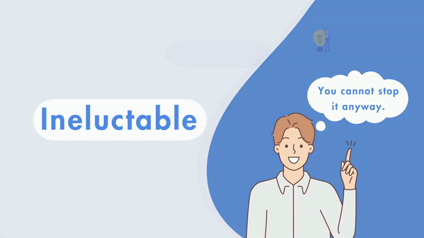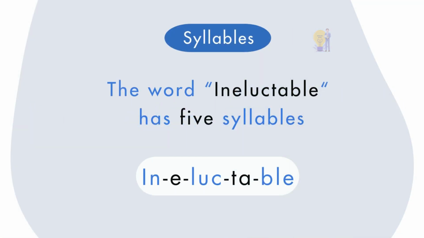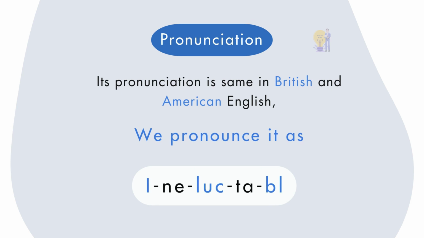Ineluctable. Ineluctable has 5 syllables and its pronunciation is same in British and American English. We pronounce it as ineluctable.